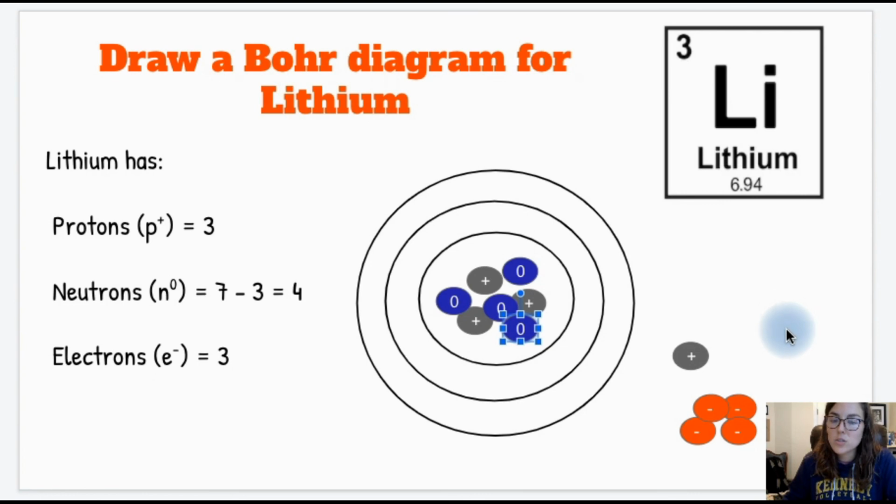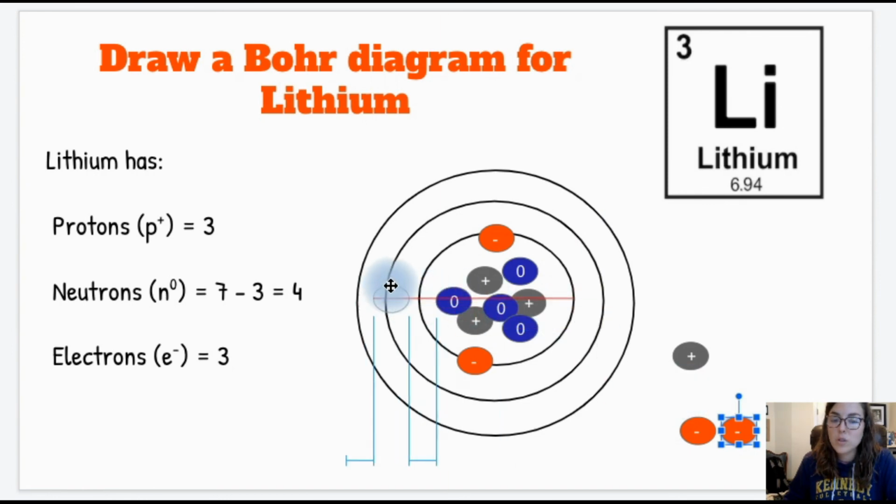And I need my electrons in my electron cloud. 2 can go on the first energy level, or the first circle. And I have to have 2 before I put any on the next one. And I have to have the next one full before I go outside of that. So you want to fill from the inside circle to the outside. And since I only need 3, that is my Bohr diagram for lithium.